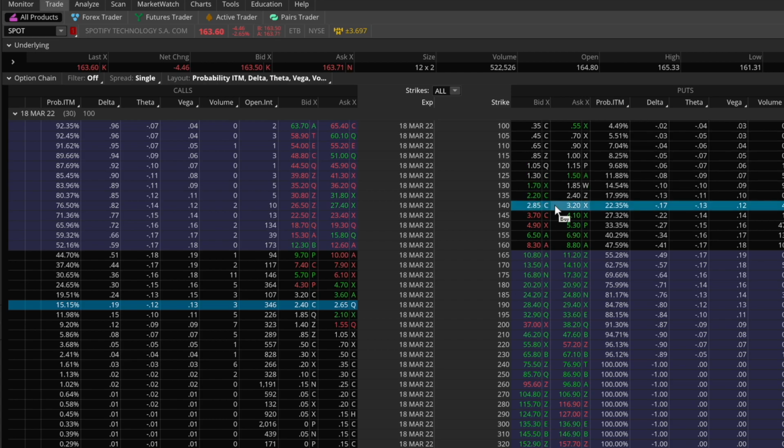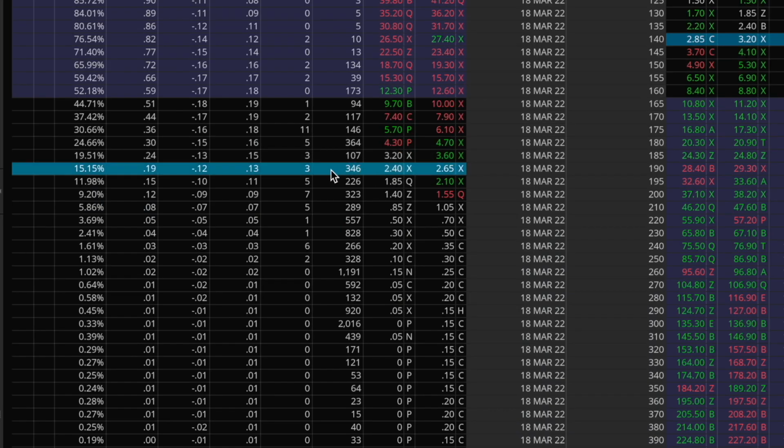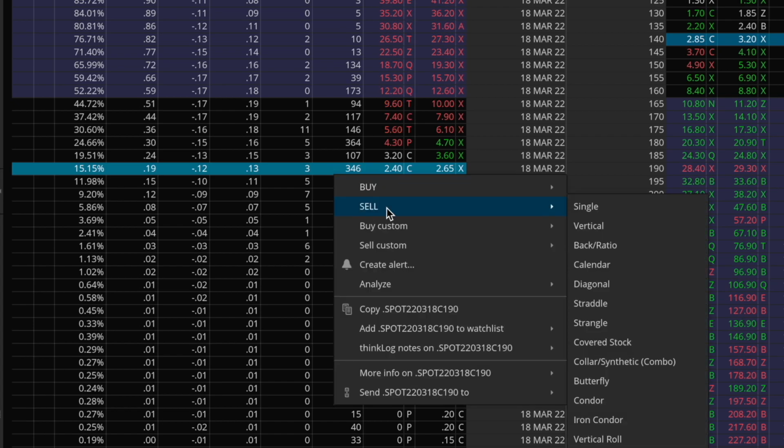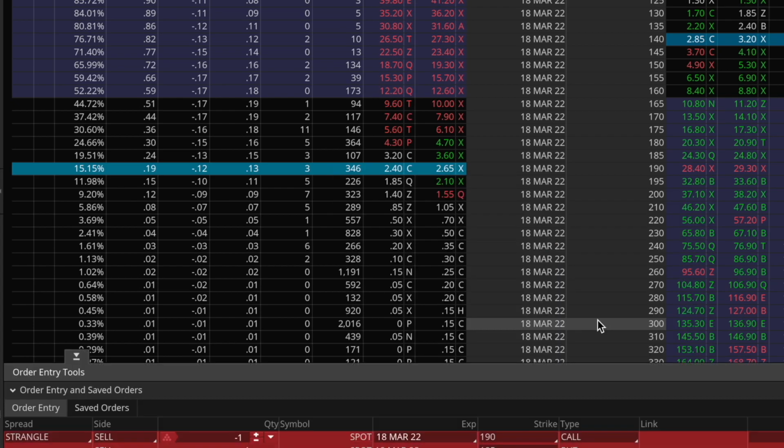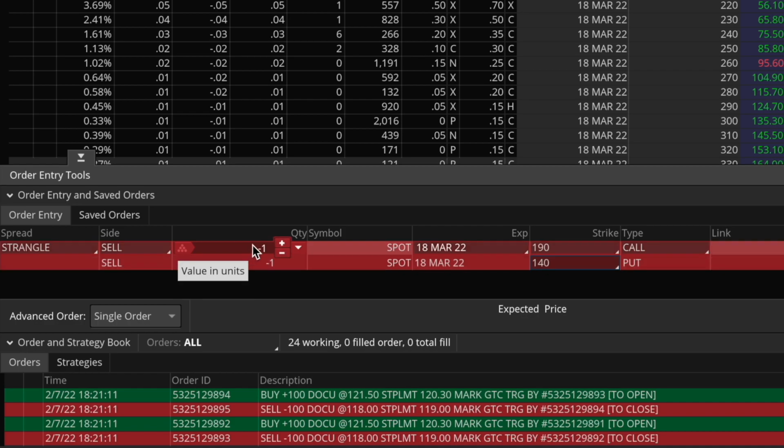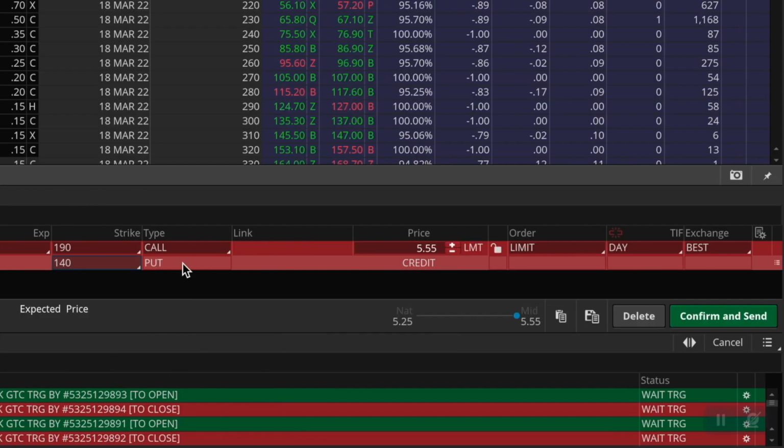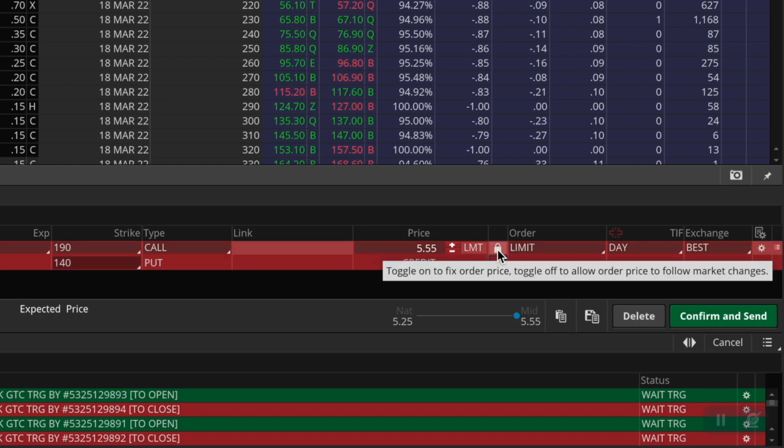So now at this point, let's go ahead and right click on the call option and we'll go to sell and strangle. And there we go. Here's the order. Just going to sell one contract of both the 190 strike call option and also the 140 strike put option. And the total credit I'm going to collect for putting on this position is going to be right around 550 bucks or so. So the mid price for the strangle is 555 right now. I'll try and lock in that price and see if I can get filled right away.